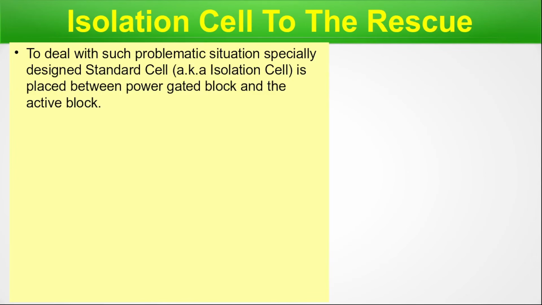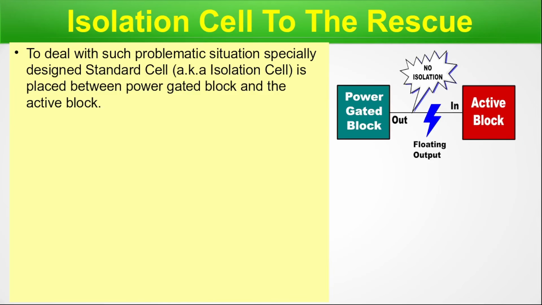Isolation cell to the rescue. So this situation which we have just explained, how do we overcome it? Here in this slide we will discuss that. To deal with such problematic situations, a specially designed standard cell, also known as an isolation cell, is placed in between the power gated block and the active block.